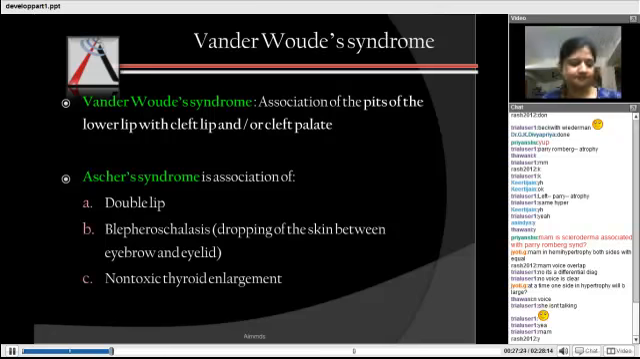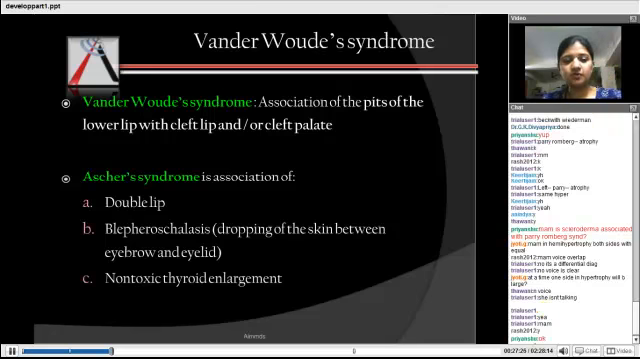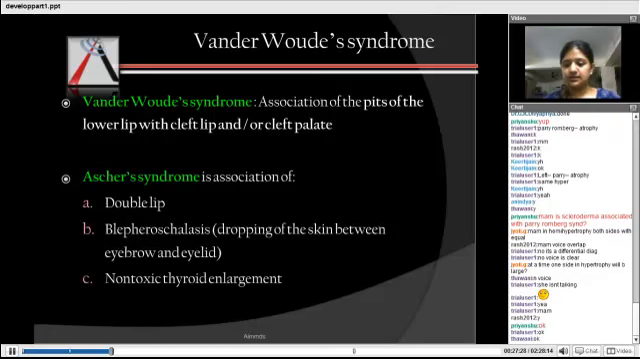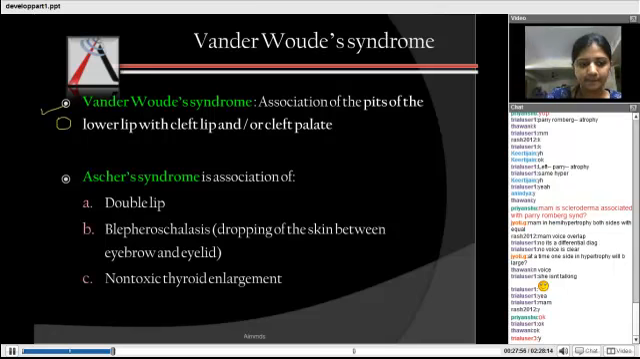Okay, we'll go to van der Waals syndrome. There are three things again in van der Waals syndrome. There is pits of the lower lip with cleft lip, cleft palate. That's the easiest syndrome you can remember. Pits of the lower lip, cleft lip, cleft palate. Three things here. Again, MCQs do come from here.